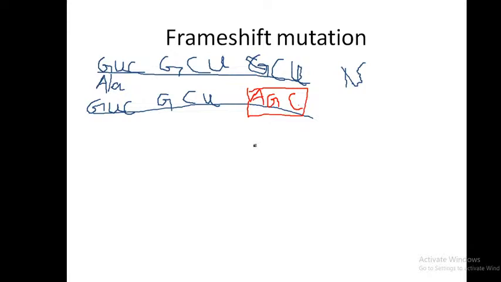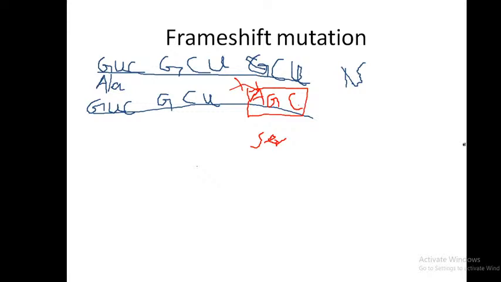So frame shift mutations are mutations that insert. Insertion can happen, or even deletion can happen. Deleting a single base will change the reading frame. There is a change in the single base, and as a result the total reading frame will change. If, for example, the amino acid that comes here is serine, then the total protein structure will be changed.